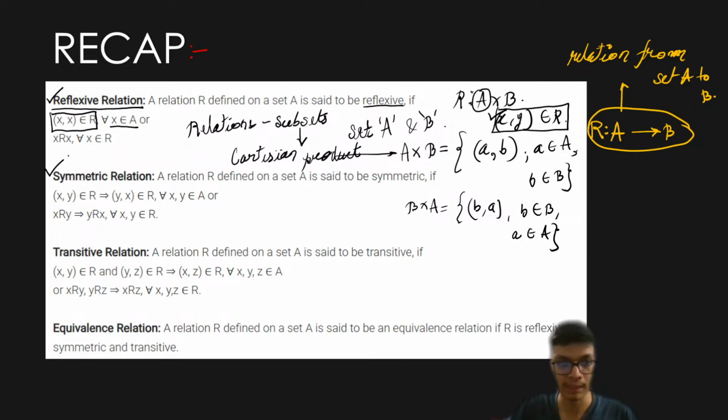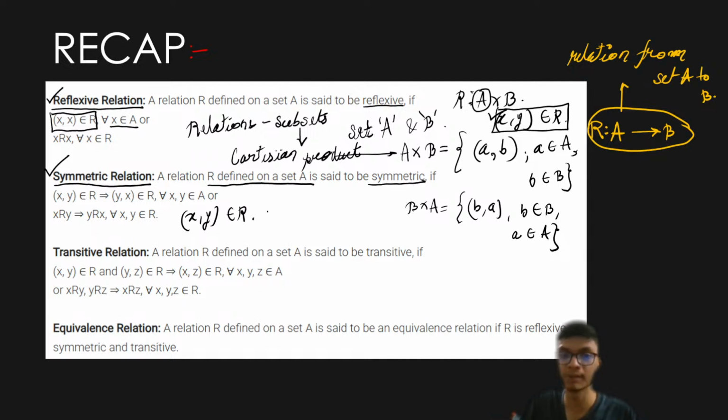Similarly, we also have something called a symmetric relation. A relation on set A is said to be symmetric if, whenever x comma y belongs to the relation R, then y comma x also belongs to R, where x and y both belong to set A. What does it mean? It means that if you take the reverse of the elements of the domain and the codomain, those elements will also belong to the relation.